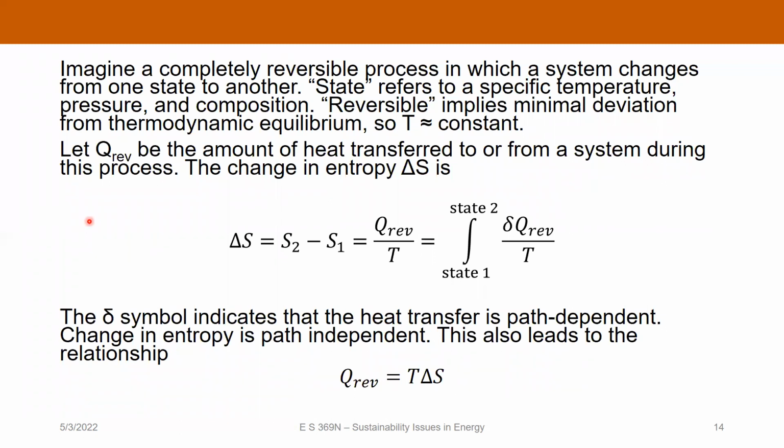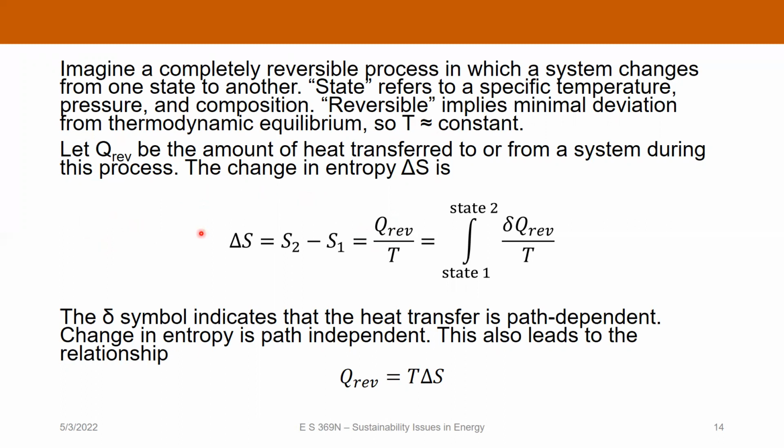Okay, so how does entropy relate to heat and work? Okay, so let's imagine a completely reversible process where you're going from one state to another. And by state, I'm referring to a temperature, a pressure, or a different composition. So remember that composition is what we're going to be working with in our gas separation. A reversible process refers strictly to a minimal deviation from thermodynamic equilibrium. And you can think of this as being an isothermal process, right? Temperature is constant. Okay, so during this process, let's call the amount of heat transferred to or from the system Q rev to represent reversible heat transfer.